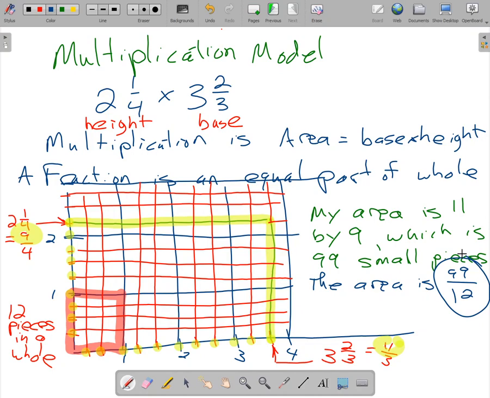Other ways to continue, what do you think I should do next? Reduce the 99 over 12. Reduce the 99 over 12, that's one option, okay? What's another option? Convert it back to a mixed number, yeah, and you could go either way. I'm going to choose to do a mixed number, which basically means I want to divide by 12.